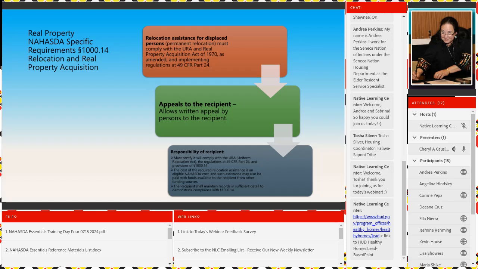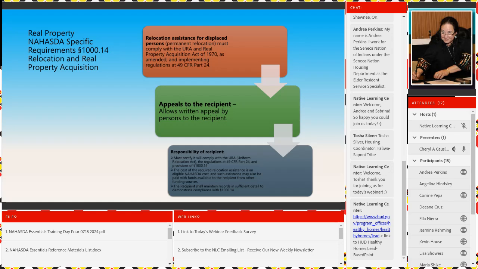The responsibility of you as the recipient, you have to certify that you're going to comply with the URA, the regulations at 49 CFR Part 24, the provisions found at the regs at 1014. The cost of the required relocation assistance is an eligible NAHASDA cost. And such assistance may also be paid with funds available to the recipient from other funding sources, if the tribe will kick in. The recipient shall maintain records in sufficient detail to demonstrate compliance with 1014.